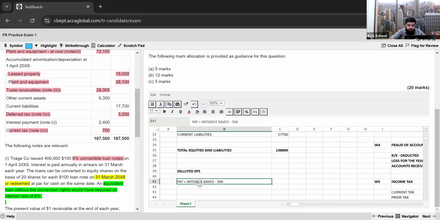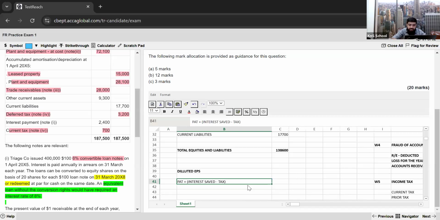Tax on what? Tax on the interest saved. Please remember, we are not going to calculate tax on the profit after tax. No, it's already deducted. Profit after tax means the tax has already been deducted. We are calculating the tax on the interest saved. So this is going to be formula number one.